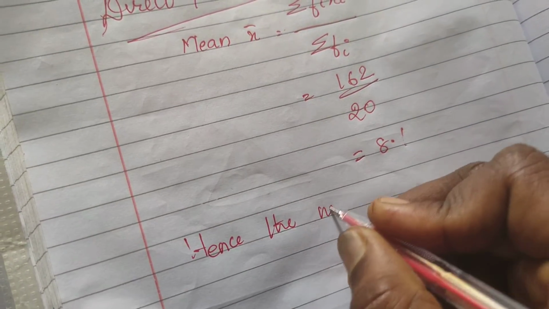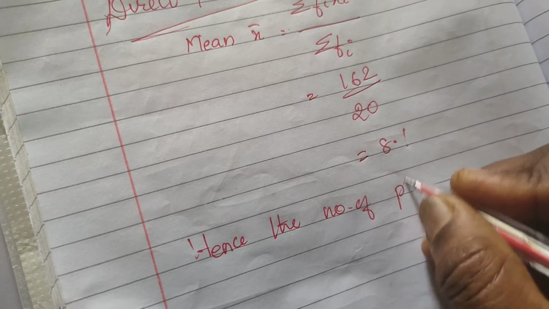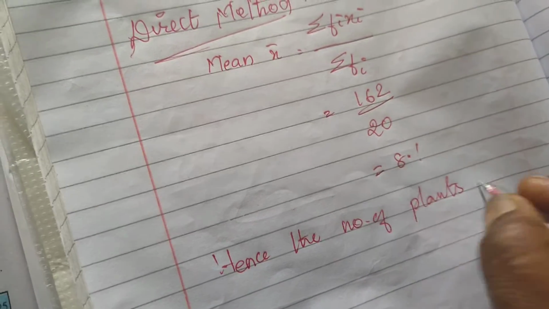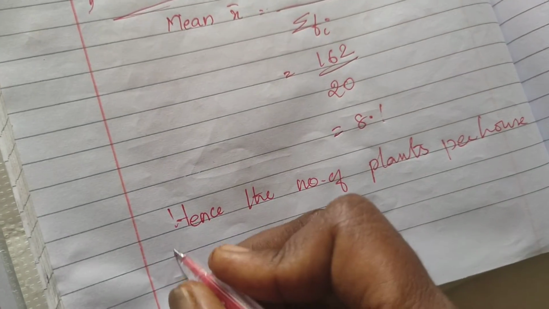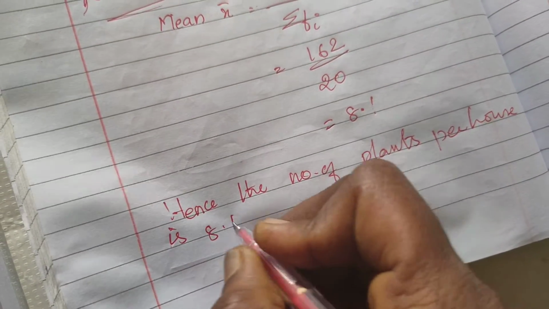Hence, the mean number of plants per house is 8.1.